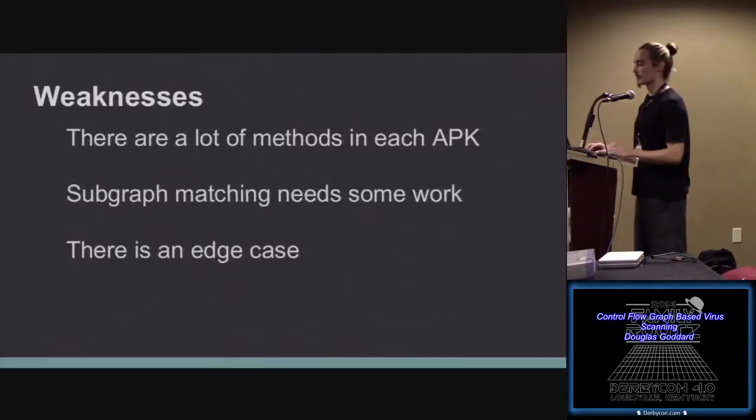There are some weaknesses. There are a lot of methods in each APK. That's not something I saw coming. So when I thought of this originally, I thought of it as a virus scanner, and if you're trying to scan 30,000 samples and you're then facing 300 million functions, it blows up pretty quick. The subgraph matching needs some work, and there is an edge case.